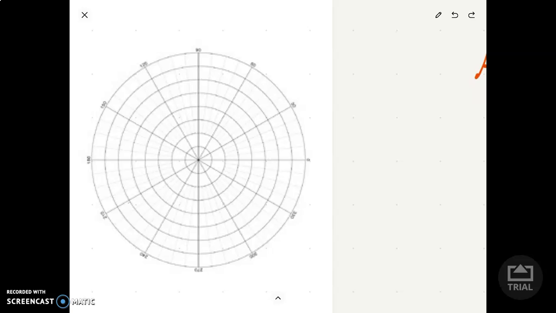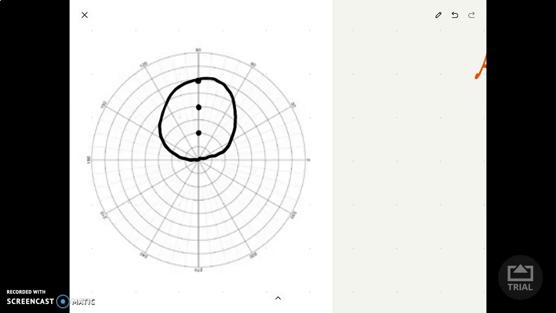So let's just make 1, 2, 3. Actually, let me make this a little bit bigger. Let's call that 1, 2, 3, just so we get a bigger picture. And it'd be something like that.